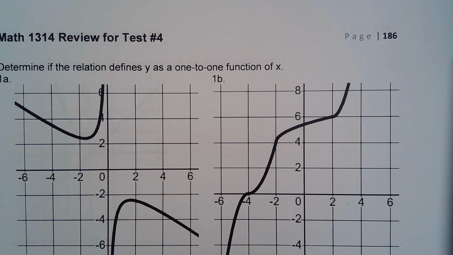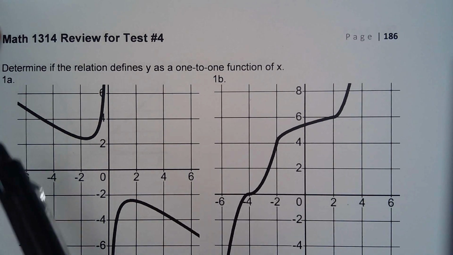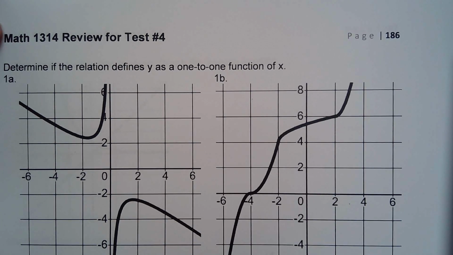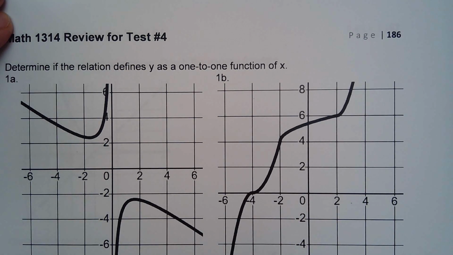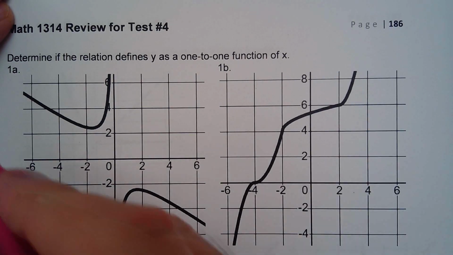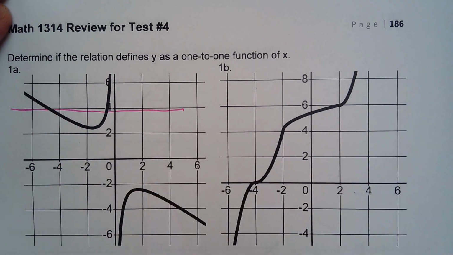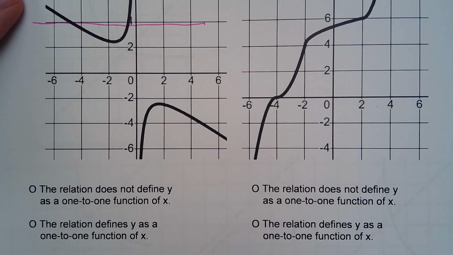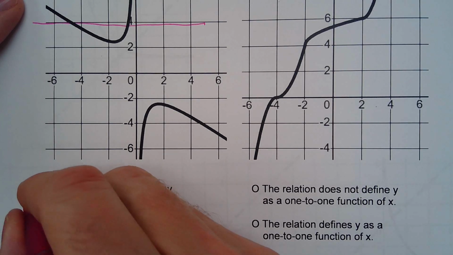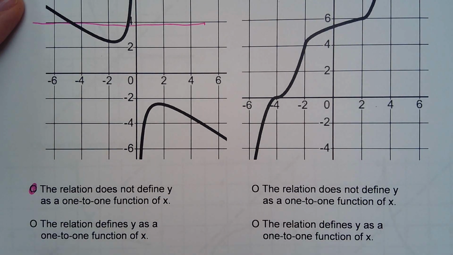So now we're going to take a look at the review for test number 4. So problem number 1, we determine if the relation defines y as a one-to-one function of x. So we're going to be using the horizontal line test. So for this first one, that would be a no. We found a horizontal line that passes through more than one point. So we would mark this relation does not define y as a one-to-one function of x.